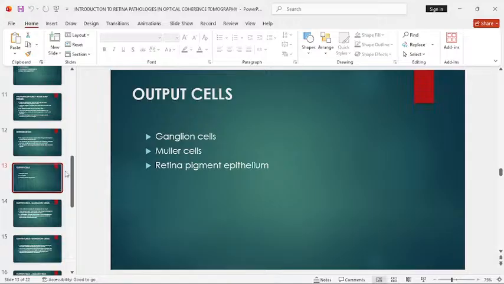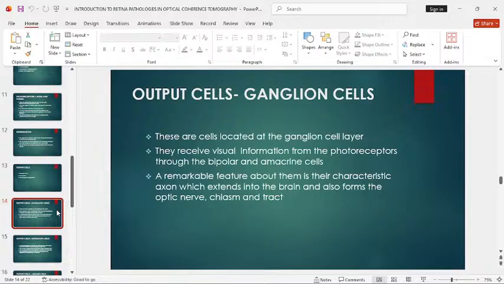Now when we look at the output cells, we are looking at the ganglion cells, the Müller cells, and the retinal pigment epithelium. The ganglion cells are located in the ganglion cell layer, and they receive visual impulses from the photoreceptors through the bipolar and amacrine cells. So the bipolar and amacrine cells are like a link between the ganglion cells and the photoreceptors. One important thing about the ganglion cells is that their axons extend into the brain and form the optic nerve, chiasm, and tract.